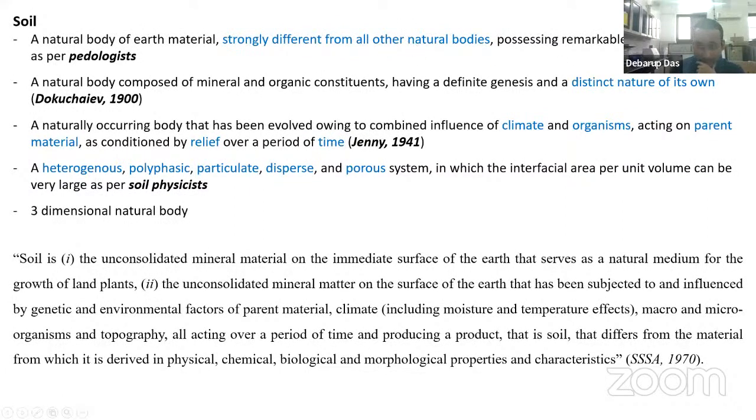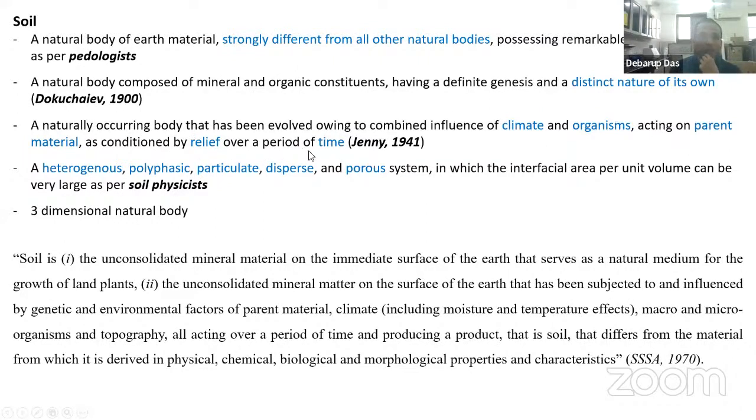Please try to remember: soil is a natural body composed of mineral and organic constituents having a definite genesis and a distinct nature of its own. Jenny, 1941. This is also very important because this definition gives you all the five factors of soil formation. Jenny called soil a naturally occurring body that has evolved owing to the combined influence of climate and organisms acting on parent material as conditioned by relief. Relief means topography, over a period of time.